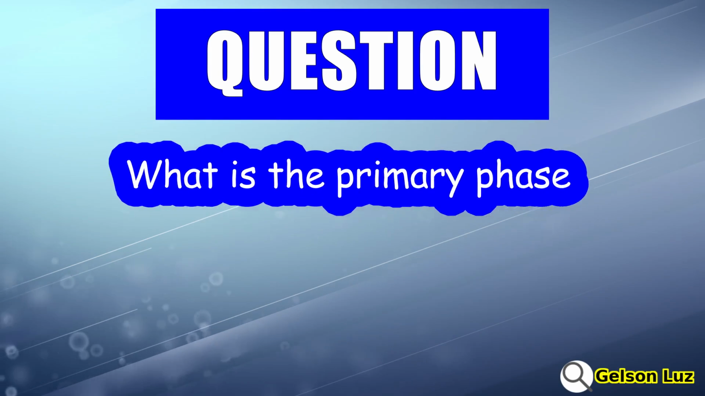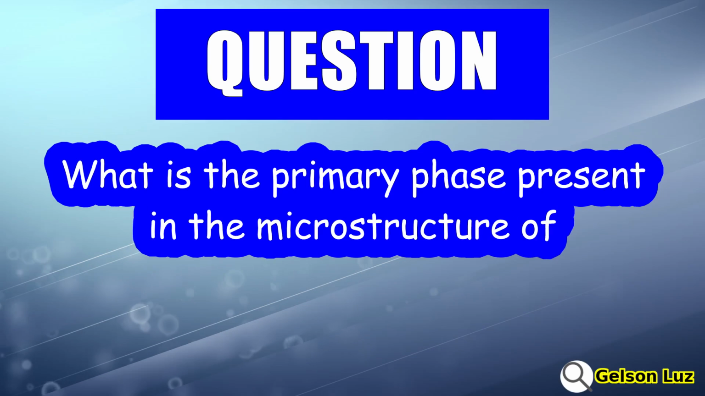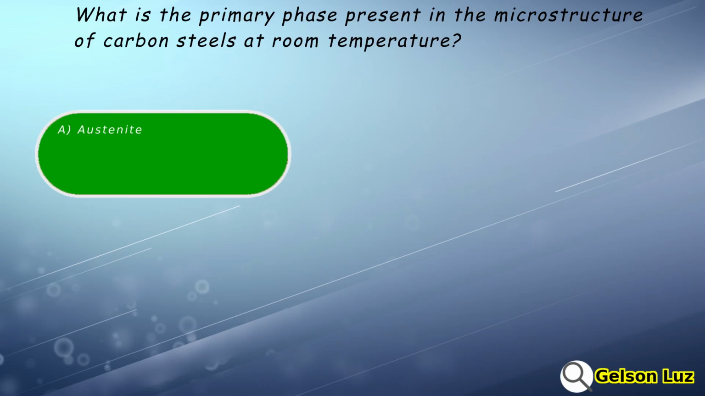Today's video is packed with easy exercises about microstructures of carbon steels. What is the primary phase present in the microstructure of carbon steels at room temperature?